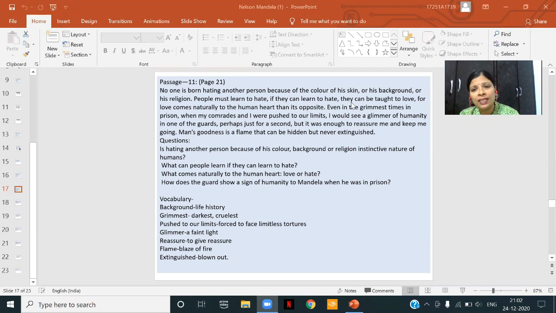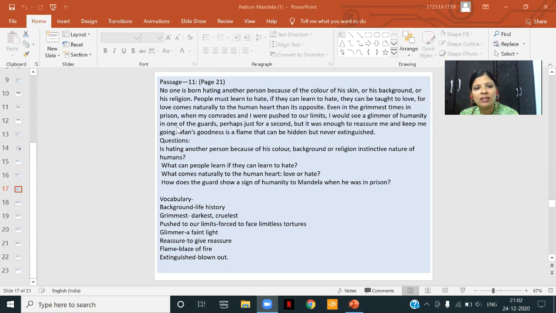If they can learn to hate, they can be taught to love, for love comes naturally to human heart than its opposite. So Nelson Mandela says that every human being who is born has natural capability to love. Nobody can hate automatically, children. If you have to hate somebody, then you have to be trained to hate. All right. Or you have to learn to hate. He says, love comes naturally to human heart.